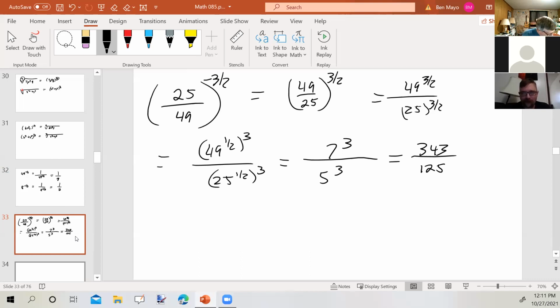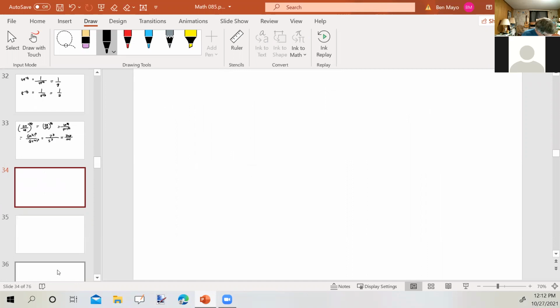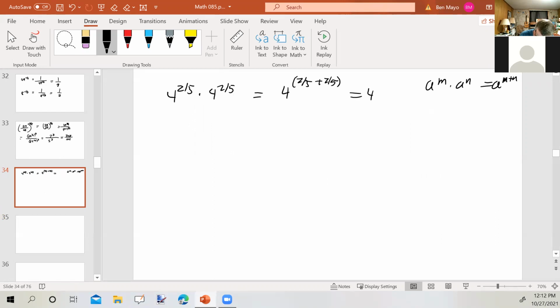And carrying on here, let's see. We've done that. Let's take a look at this one. 4 to the 2/5 power times 4 to the 2/5 power. Okay, so a to the m times a to the n equals a to the m plus n. So this is going to be 4 to the 2/5 plus 2/5 power, which is 4 to the 4/5 power.